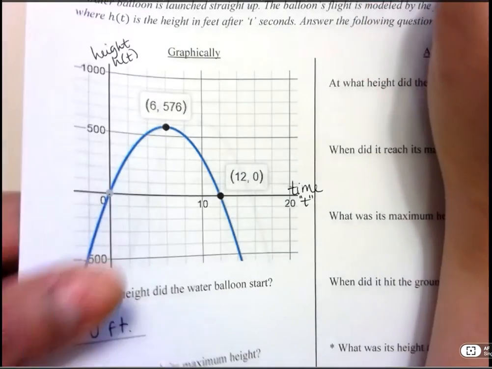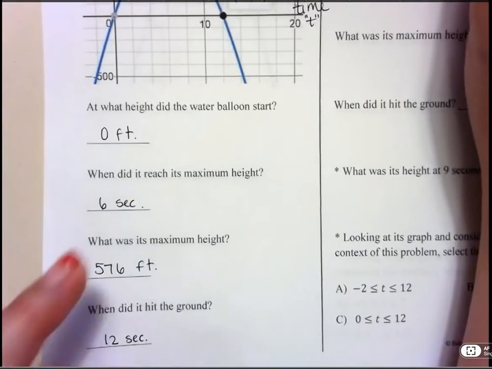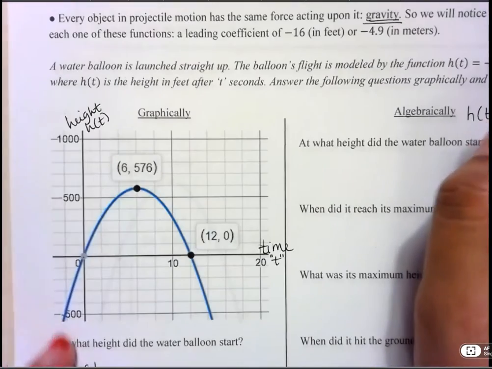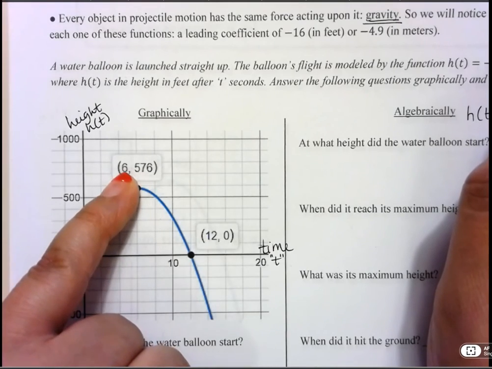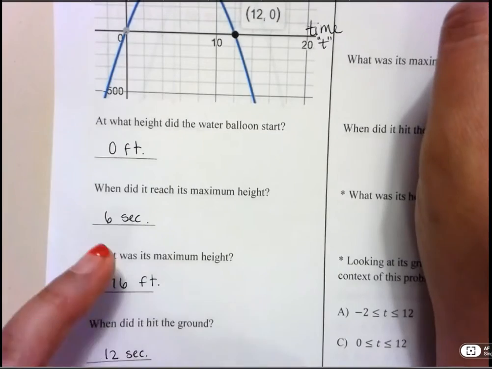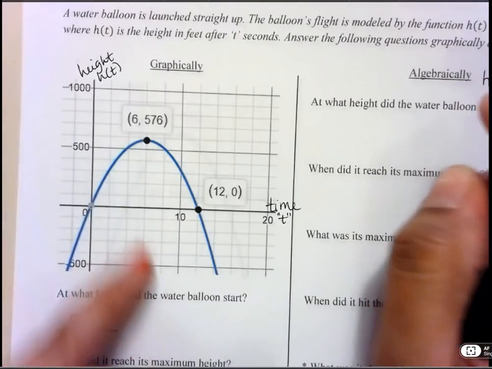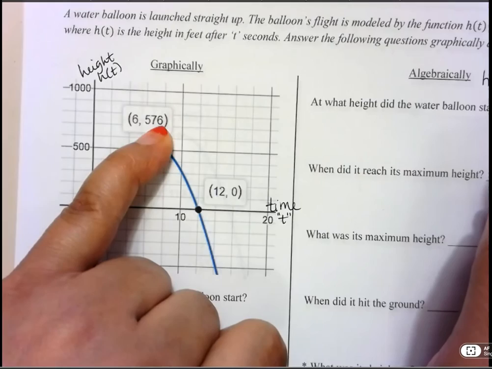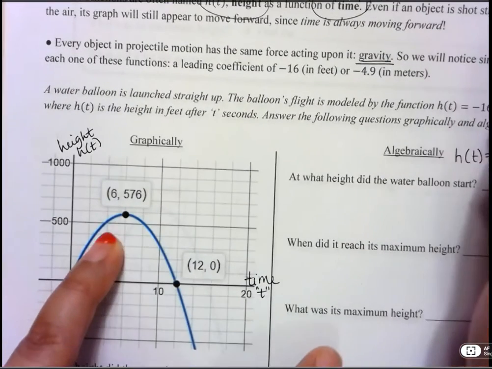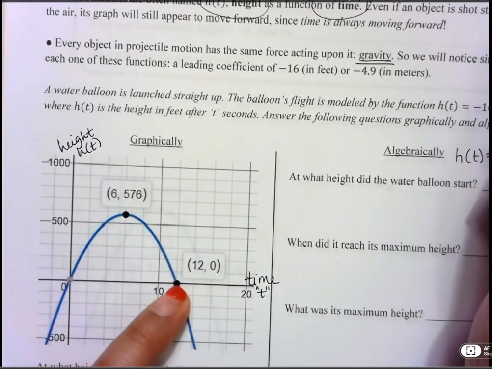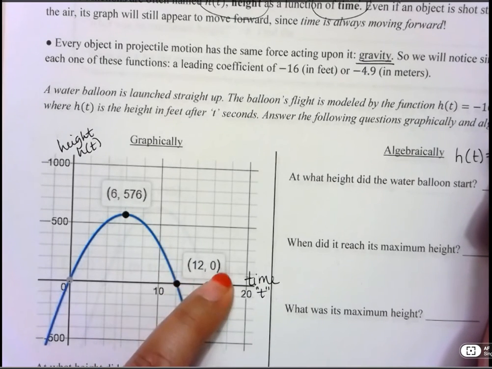The next question that they can ask you is, when did it reach the maximum height? Well, the maximum height is going to happen at the vertex. At what time did it reach the maximum height? At time equals 6 seconds. What was the maximum height? The maximum height is the y value of your vertex, or 576. When did it hit the ground? This is the water balloon going up, and this is the water balloon going down. So it hits the ground when the height equals 0 again, and the height equals 0 again at 12 seconds.